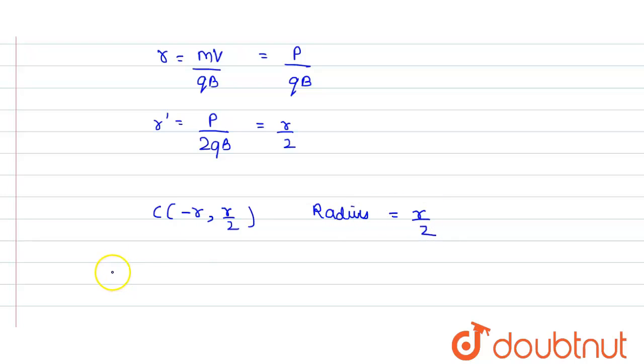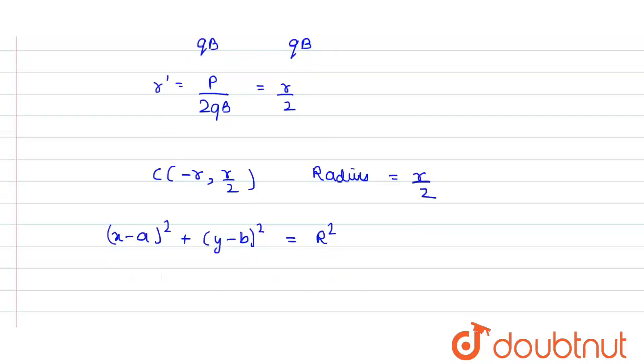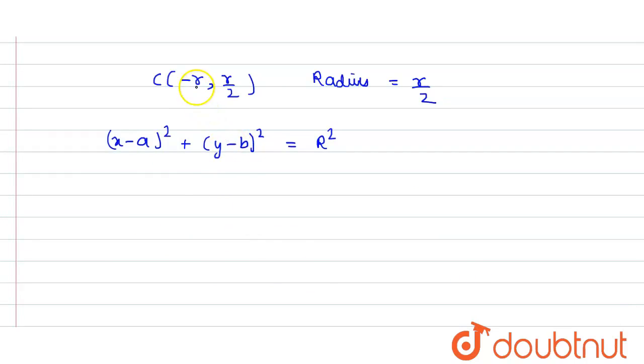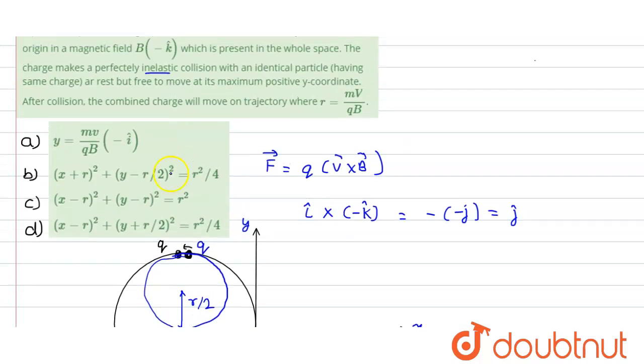Now the general equation of our circle is (x minus a) squared plus (y minus b) squared equals radius squared, where a and b are the coordinates of the center. If we put in the values, it would be (x plus r) squared plus (y minus r by 2) squared, equal to radius squared, which is r squared divided by 4. So which is the correct option? The correct option would be option B. Hope you understood the solution.